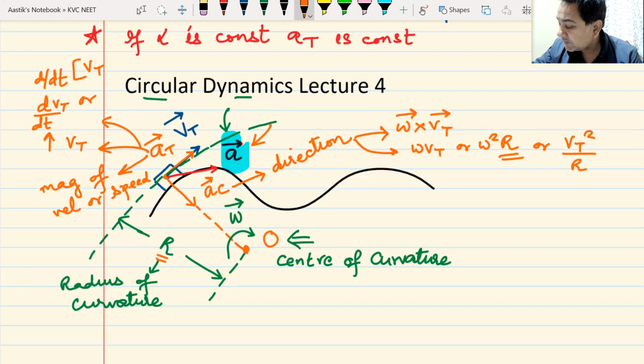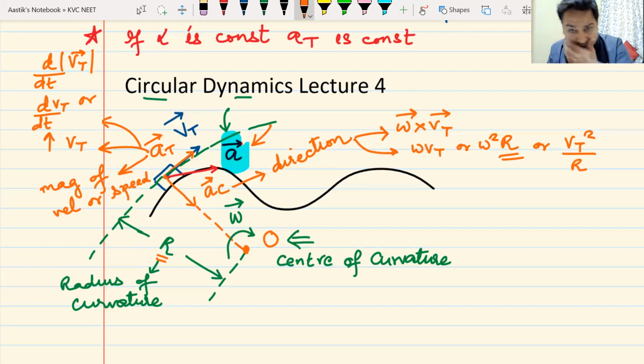Can I have some raised hand that we understand this, sir? D by dt of magnitude. Okay, I may have written it in a confusing manner, so I'll just correct myself and I will write it like this: d by dt of magnitude of Vt. Is everything clear?